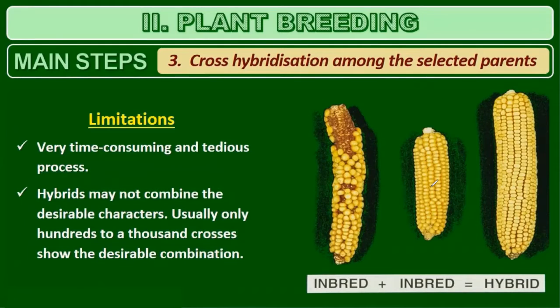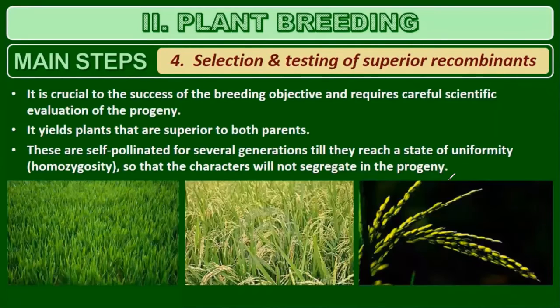But there is a limitation of this method. The limitation is it is a very time consuming and tedious process. Second, the hybrids may not combine the desirable characters. Usually only hundreds to 1,000 crosses show the desirable combination. That's why the process of cross hybridization is time consuming and tedious.